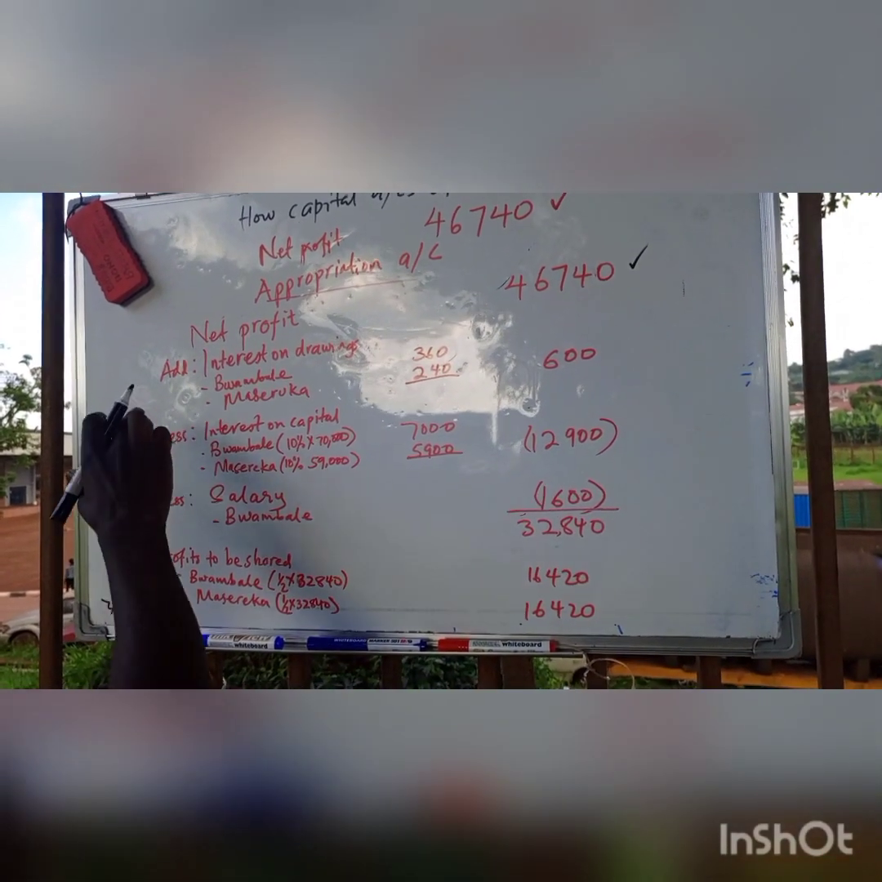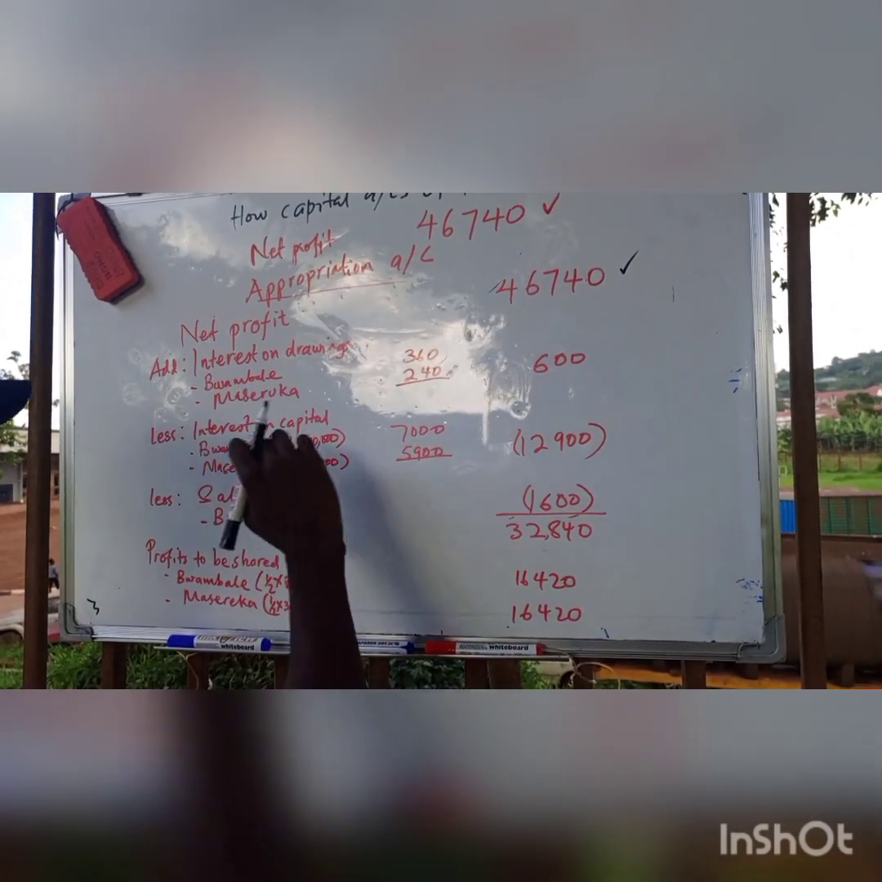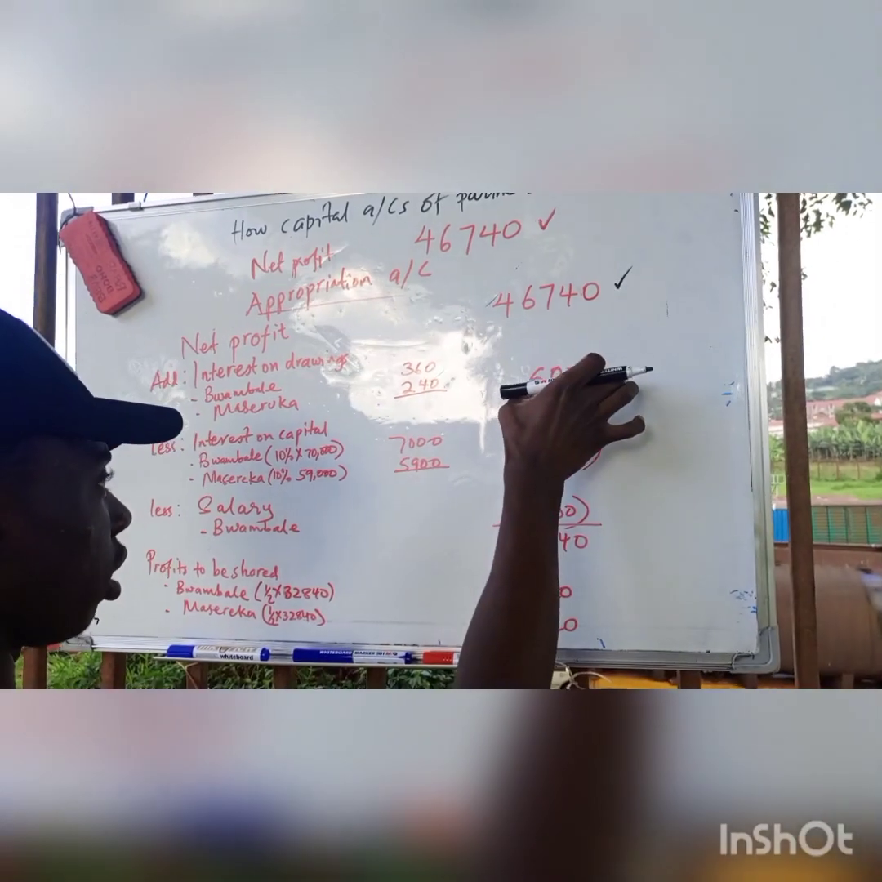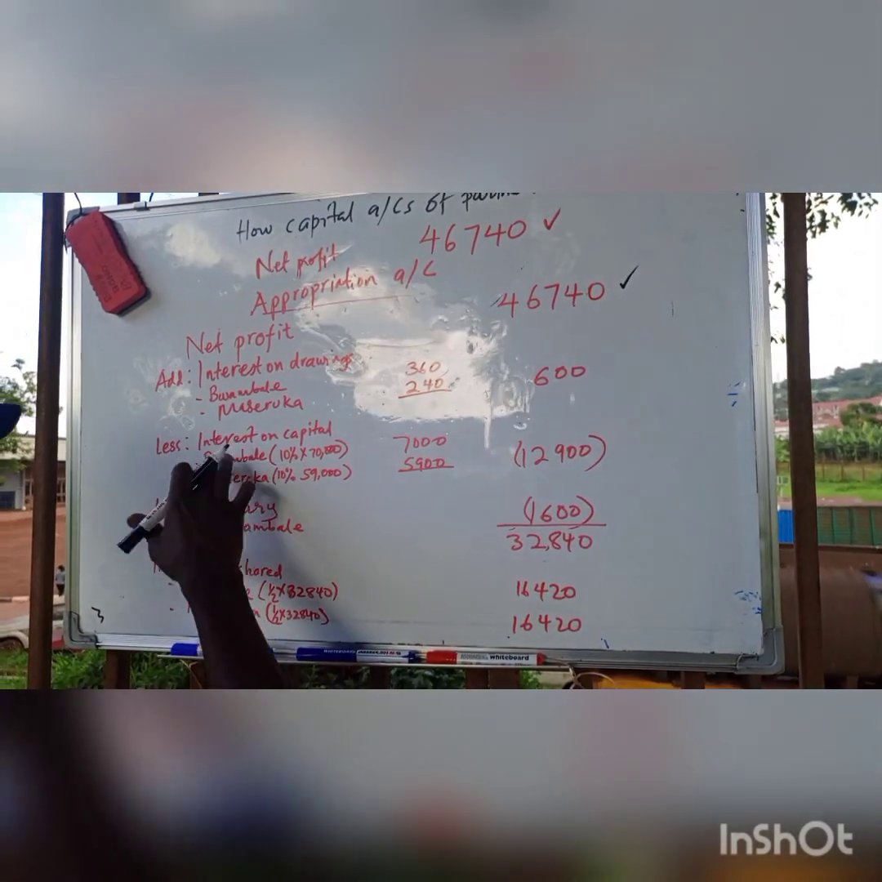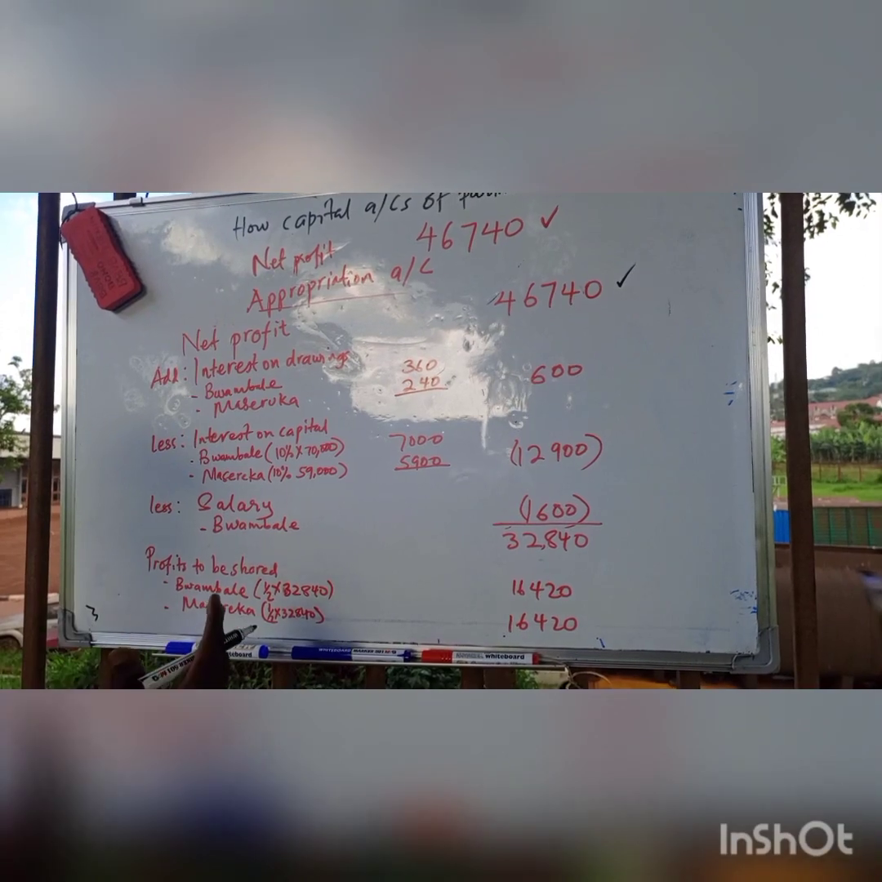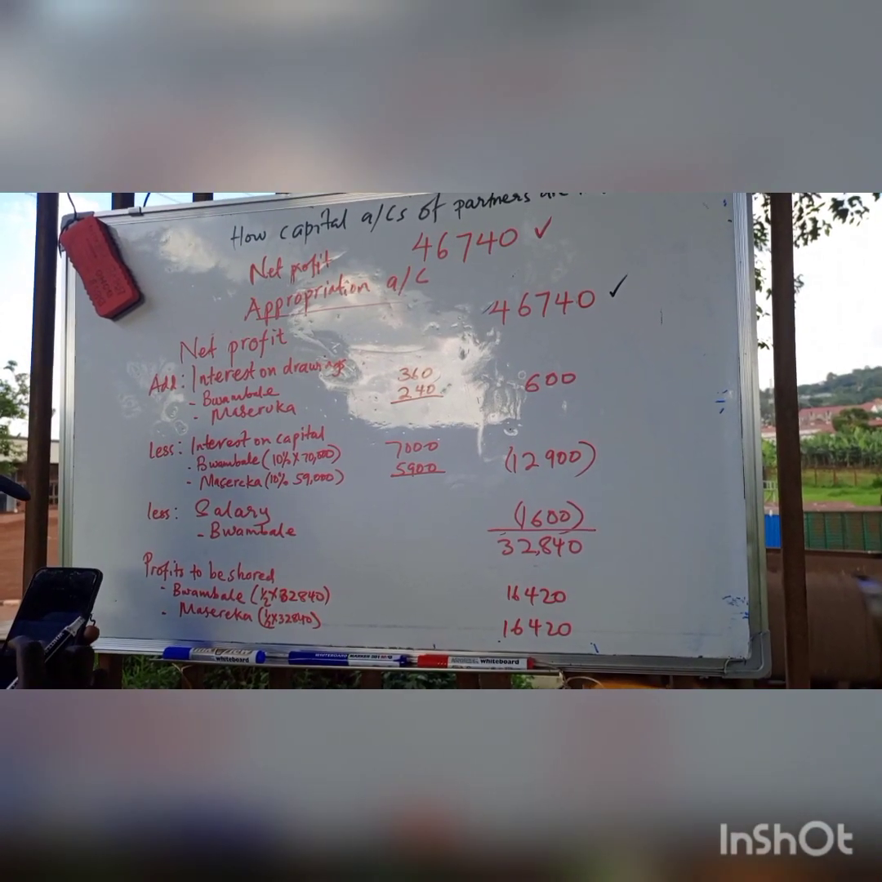So we said we add it there in our operational account, add interest on drawings. I've added to this figure, we're supposed to add this. Then you less interest on capital. We saw why we less interest on capital, and they said it should be 10% on the capital contributed.